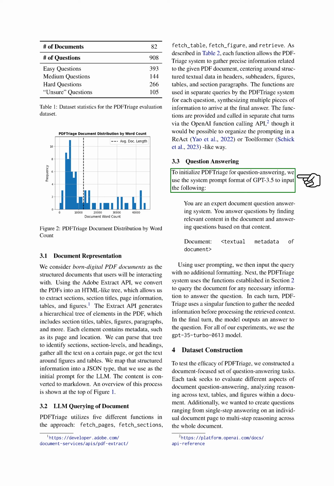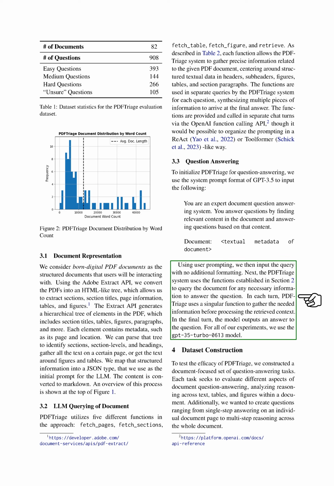To start PDFTriage for question answering, we use the system prompt format of GPT 3.5 to input the following. You are an expert document question answering system. You answer questions by finding relevant content in the document and answering questions based on that content. Document: textual metadata of document. Using user prompting, we then input the query with no additional formatting.